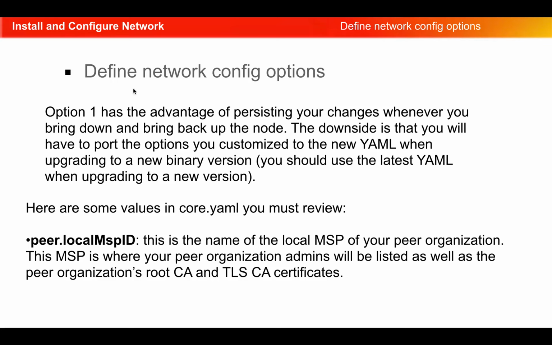So moving forward in defining the network config option, option 1 has the advantage of persisting your changes whenever you bring down and bring back up the node. The downside is that you will have to port the options you customized to the new YAML when upgrading to a new binary version. So what does this mean?